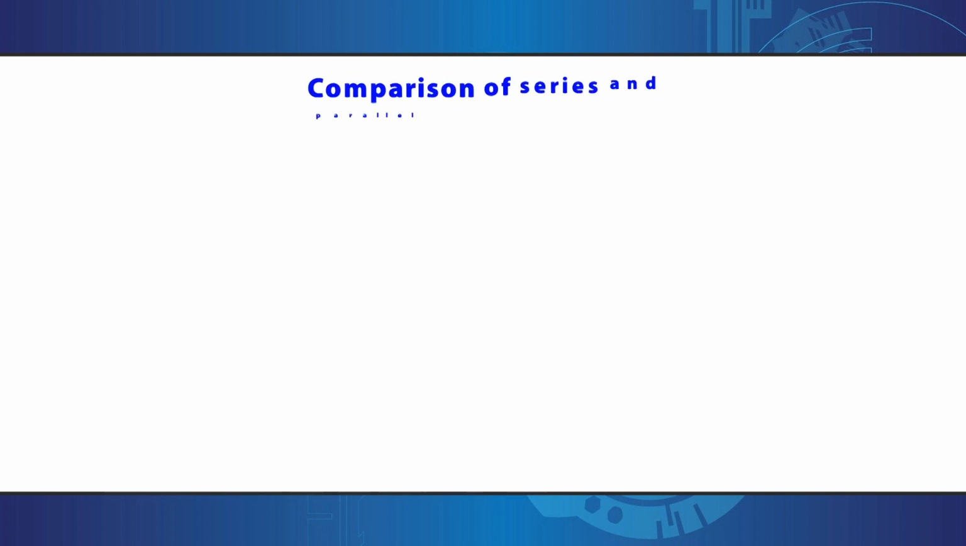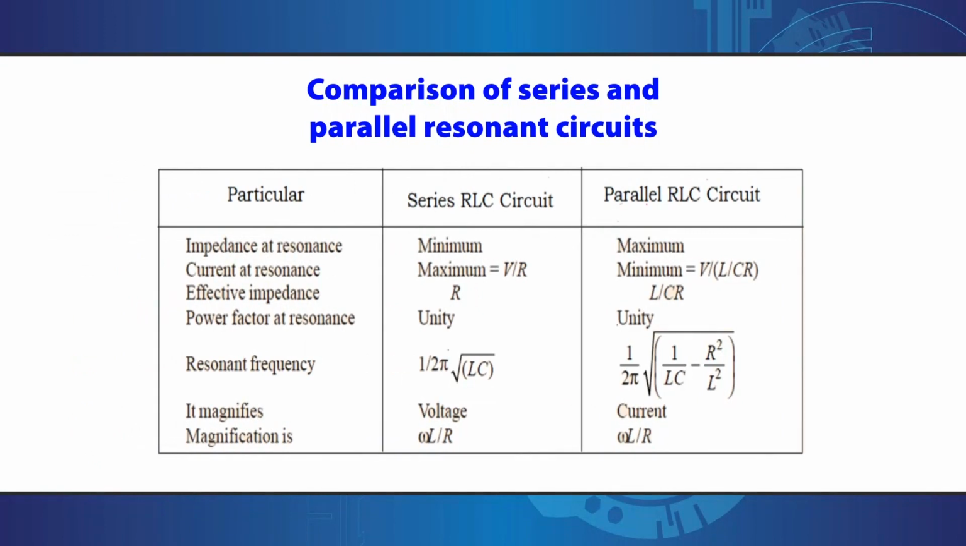Now we have to compare the condition for the series resonance circuit and the parallel resonance circuit. So here you can see in the first column some particulars are given. In the second column the series resonance RLC circuit is considered, and in the third column the parallel RLC circuit is considered. So here you can see impedance at resonance in case of series RLC circuit is minimum, in case of parallel RLC circuit it is maximum.